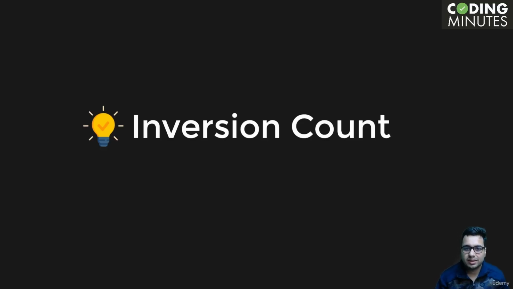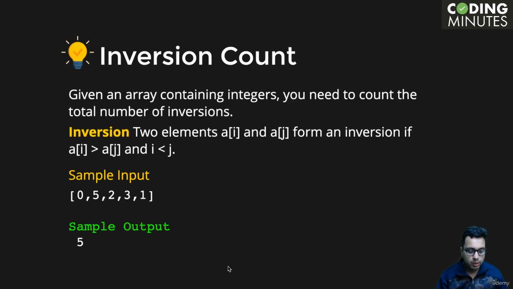Hi, so let's discuss another interesting problem. It's called inversion count. Let me go through the problem statement. It says, given an array containing integers, you need to count the total number of inversions. We need to understand what an inversion is. Two elements of the array form an inversion if ai is greater than aj for i less than j.